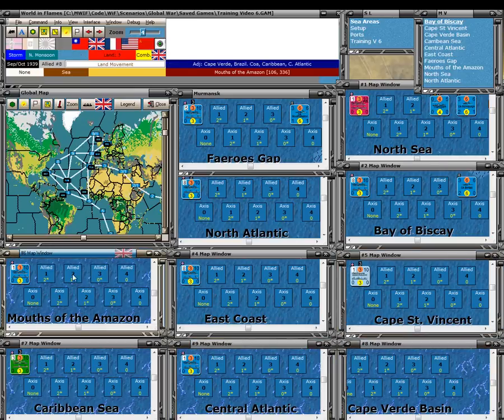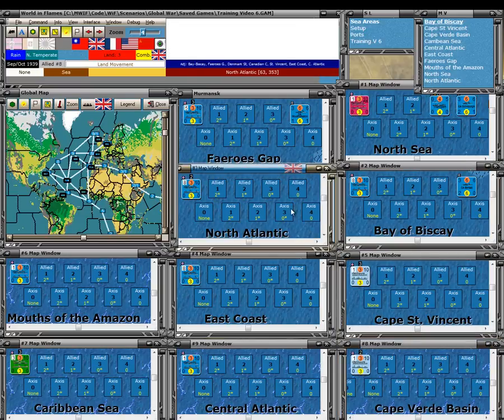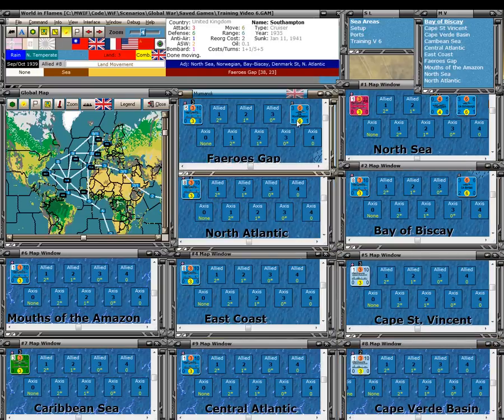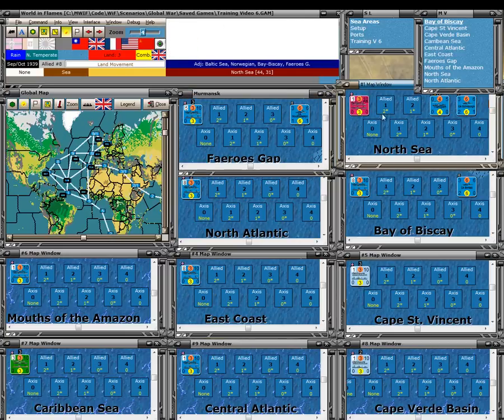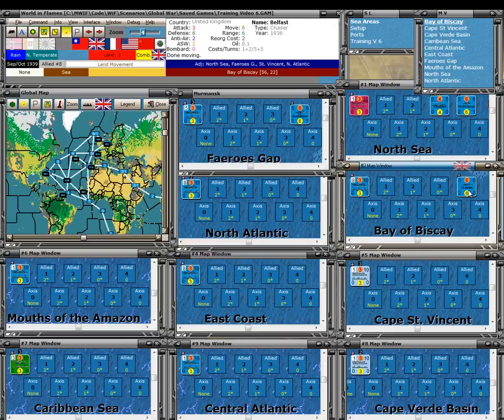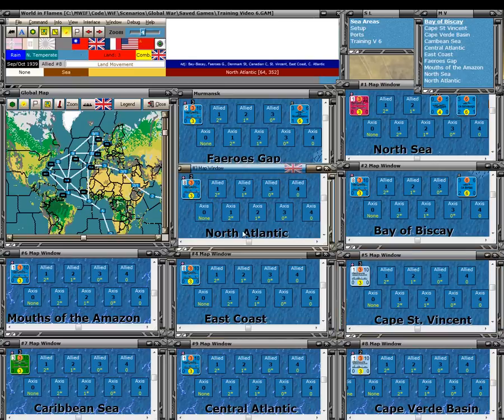And taking a quick glance here, we see convoys in all the sea areas, but not very many other units. So the convoys are mostly unprotected. The ones in the Faroes Gap have a cruiser available for protection, and the ones in the North Sea have some protection, as do the convoys in the Bay of Biscay. But the rest of them are all very exposed and could theoretically be attacked by Germany.